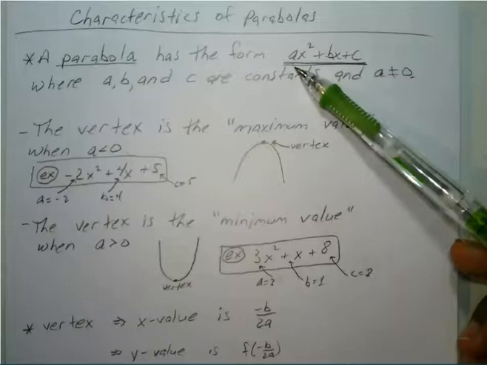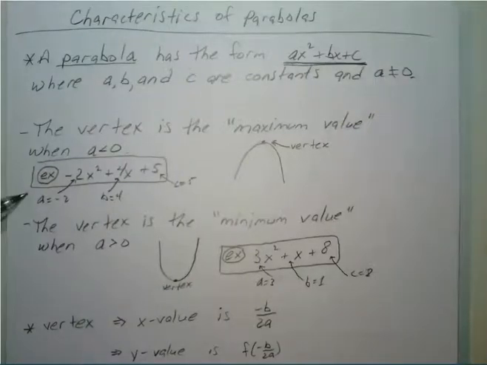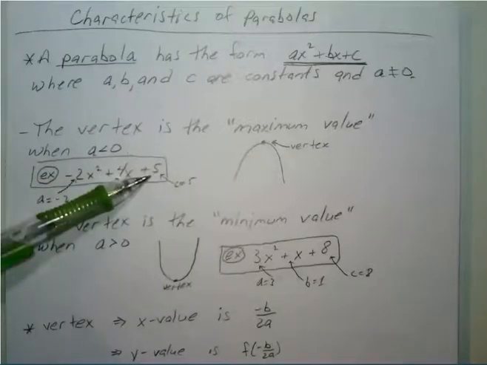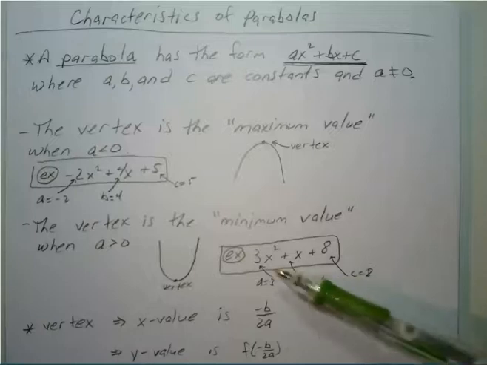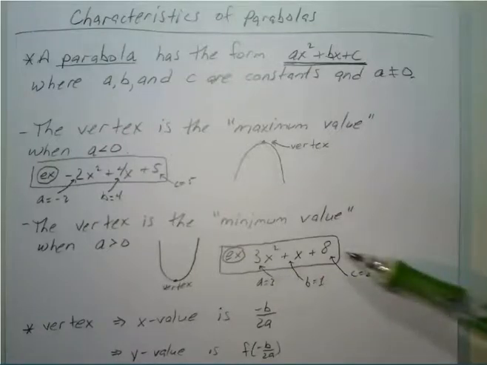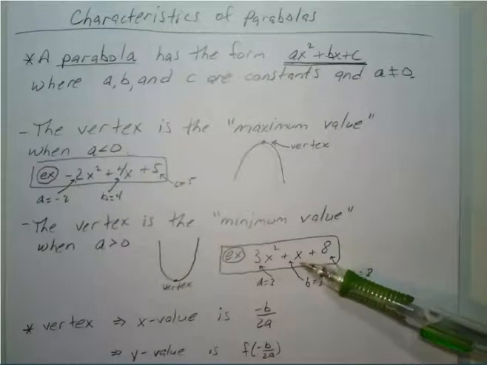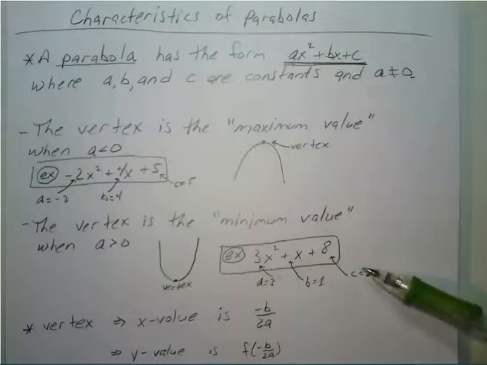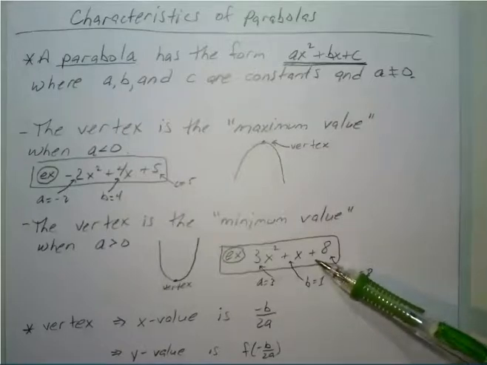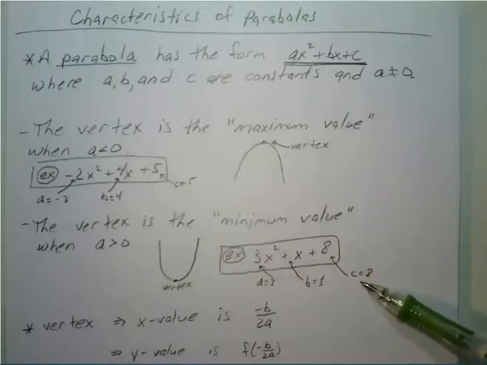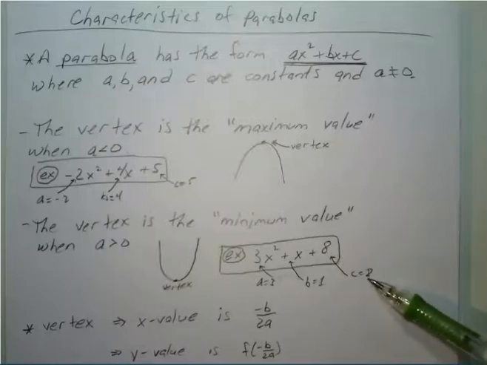So you have your ax squared plus bx plus c. In the first example, a is equal to negative 2, b is equal to 4, and c is equal to 5. In this example, a is equal to 3. When there's no constant next to your variable, you assume it's a 1. So whenever you just have x, it's the same as saying 1x. So b is equal to 1, and c is equal to 8. If this had been minus 8, then c would have been negative 8, but because this is plus 8, c is positive 8.